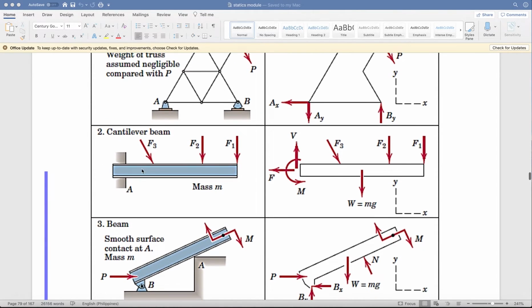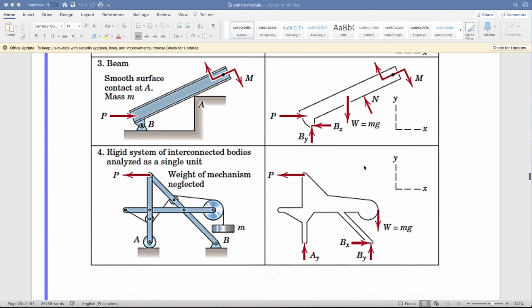Next, you have a cantilever beam. When we say cantilever beam, it only has one support, and the support is found at the end. Since a cantilever beam is a fixed support, we will be having three reactions: the vertical, the horizontal, and the moment. Then draw the forces present. Do not forget that your material also has a weight, and it is at the center of gravity.